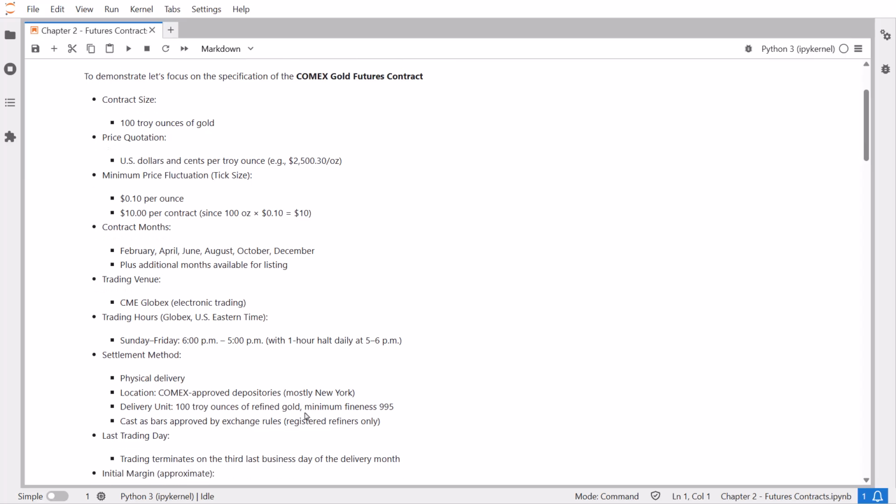And then there's the important concept of the settlement method. So this contract can be settled via physical delivery at approved depositories, mostly in New York. It says the delivery unit, which gives some specification on the fineness. I'm not sure what that means. And it says that the gold should be cast in bars approved by exchange rules using registered refiners only. So there's a whole load of legal stuff built into this contract which specifies exactly what you get or give away at the delivery date.